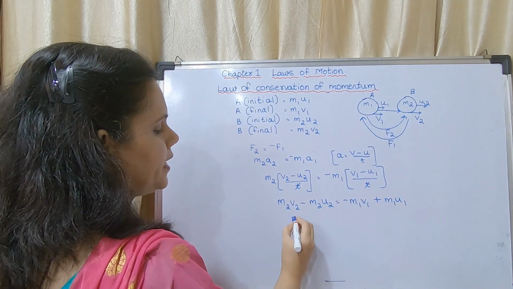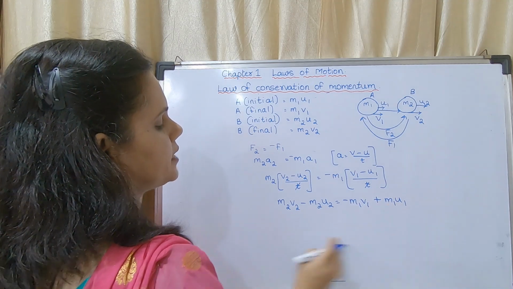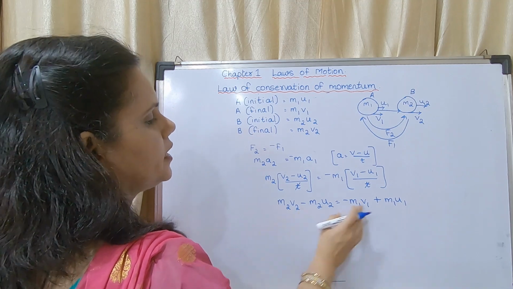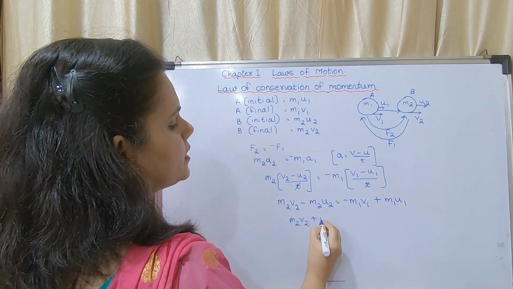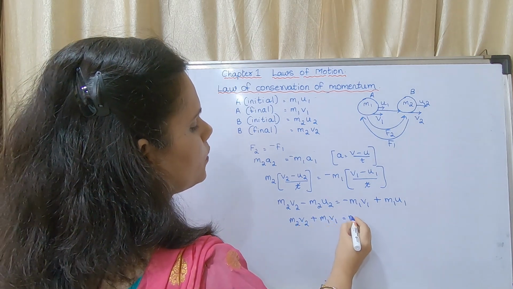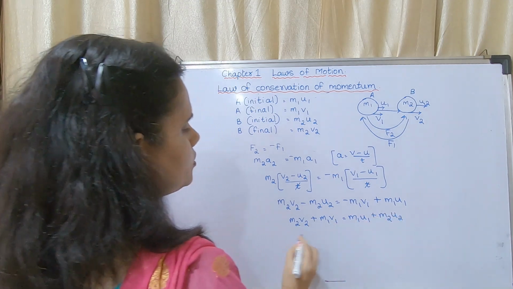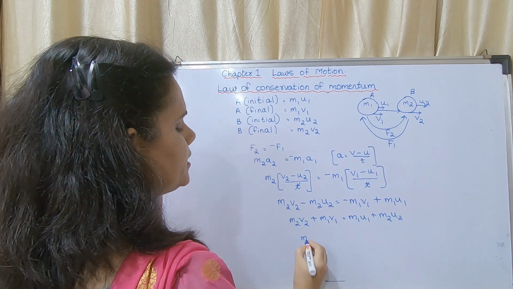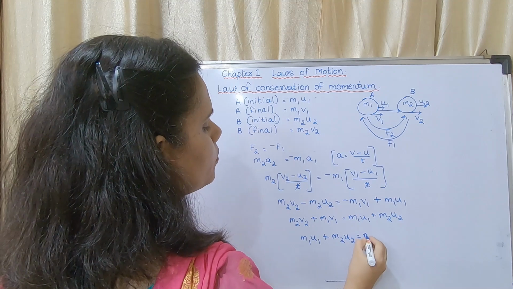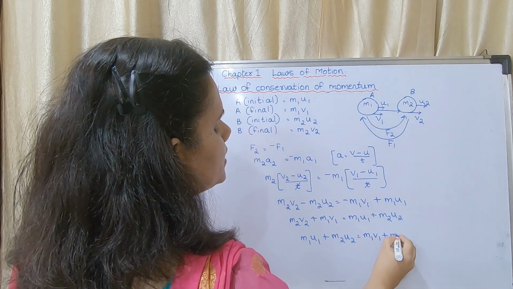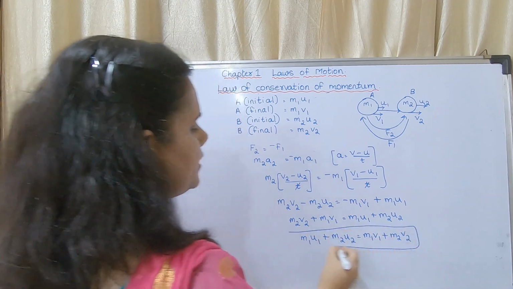Rearranging, you will get it as M2, by bringing this M1 U1 this side, sorry, M1 V1 this side, M2 V2 plus M1 V1 is equal to M1 U1 plus M2 U2. So by rearranging, you will get M1 U1 plus M2 U2 is equal to M1 V1 plus M2 V2. Okay, so this is the derivation.